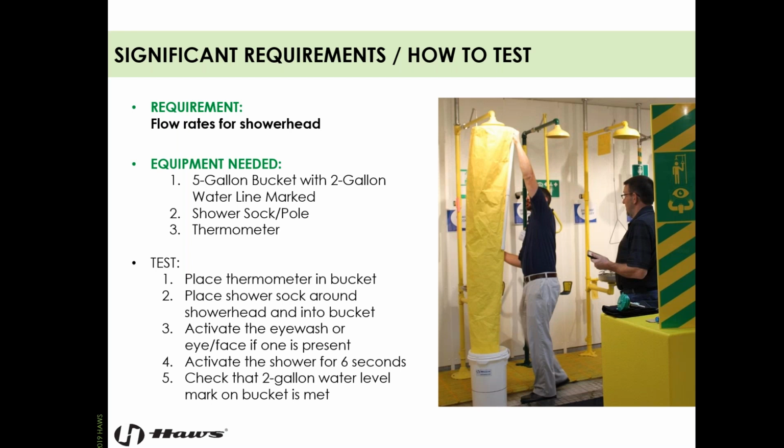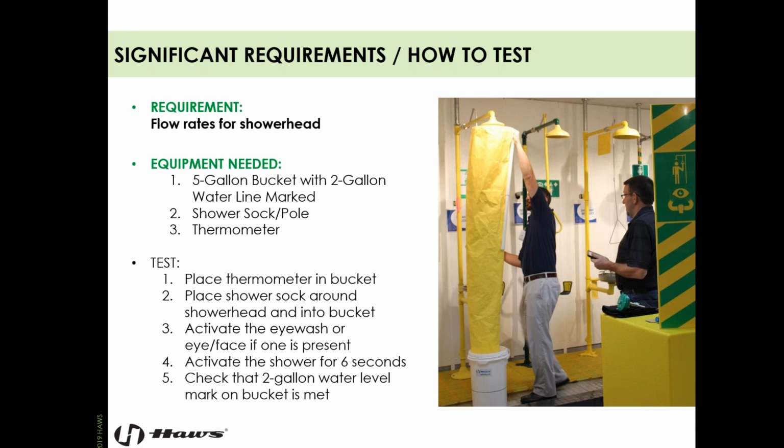But to test the shower flow, you need to place the thermometer in the bucket first, so you get an accurate temperature reading later on. You need to place the shower sock around the shower head and the bottom of it into the bucket, just like you see here in the photo. Make sure that you're holding on tight.